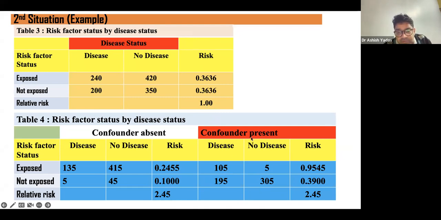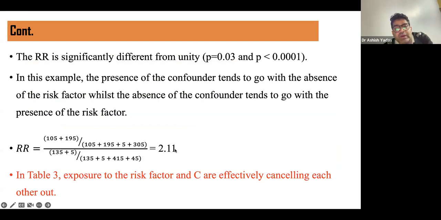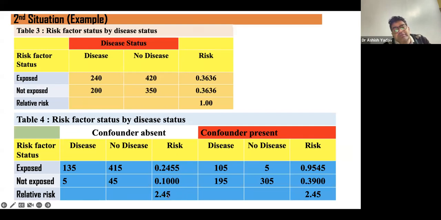Now if we find out the RR for the confounder, can anyone tell what the value would be? If we consider the confounder as a risk factor, what would be the RR value? It will be disease with confounder present, that is 105 plus 195 divided by total, and confounder absent, 135 plus 5 divided by total. So here you can see 2.11. The confounder is having an impact of 2.11, and your exposure is also having an impact of 2.45. So they were canceling each other out. That's why we are getting a value of 1.